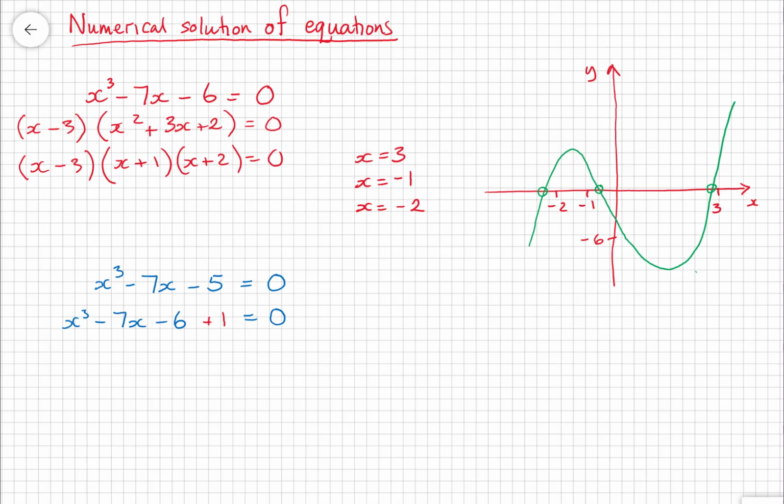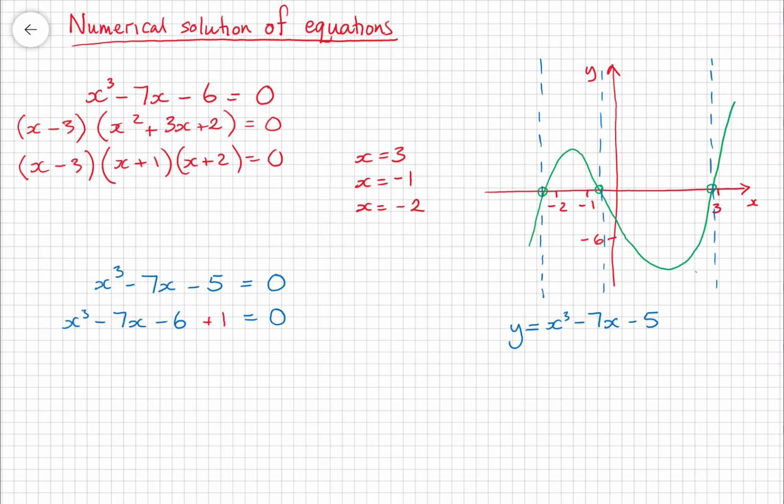In order for us to see what's going on here, I'm going to divide the graph up into areas, into regions, on either side of the roots that we're trying to find. Now remember that the graph that we have drawn is the graph y equals x cubed minus 7x minus 5. And what we're particularly interested in is what is happening to the left and to the right of each of those solutions that we're looking to find.